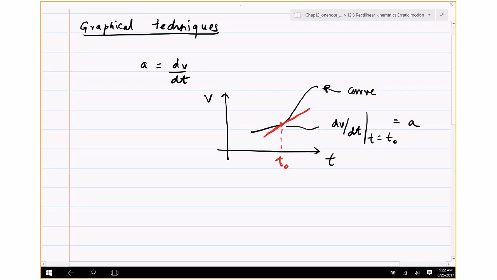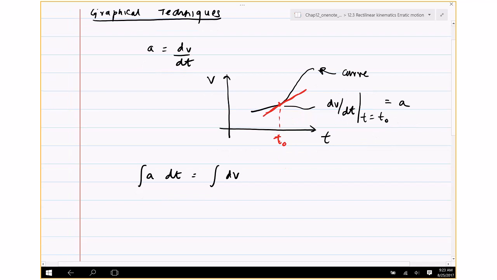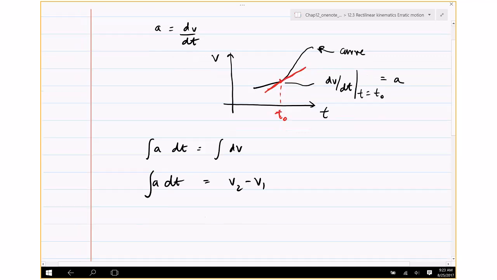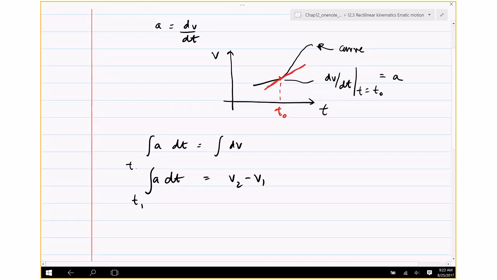Let's look at this in a different way. I'm going to rewrite this formula, a = dv/dt, and take the integral of that formula. If I do that, then I get the integral of a dt equals the integral of dv. If the velocity changes from v1 to v2, then this is v2 minus v1. Assume that the time goes from t1 to t2.